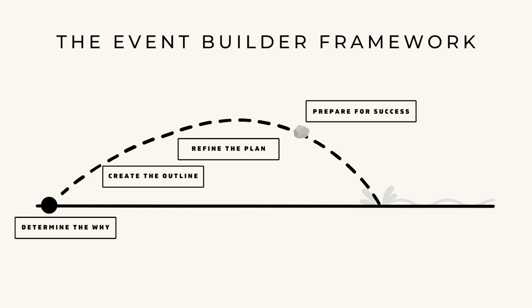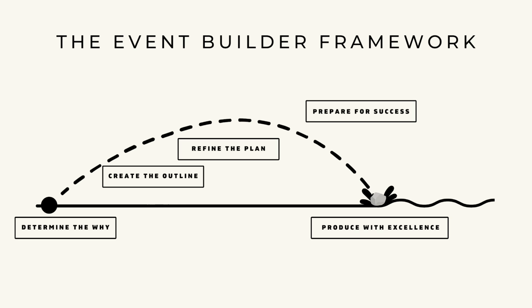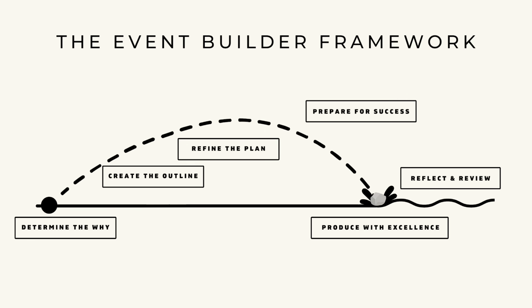So the 4th step of the event builder framework is, as your rock is starting to head towards the actual pond itself, as your event is drawing closer and closer, you need to prepare for success. So you need to make any final preparations, you need to meet your deadlines, your team needs to be on point, you need to have the vendors lined up. And then finally, when the rock is actually making impact, when it is event day, you need to be producing with excellence. And then once your event is over, once the rock has made its splash, and the ripple effects can be seen from your event, then you need to be reflecting upon it and reviewing what went well and what didn't.